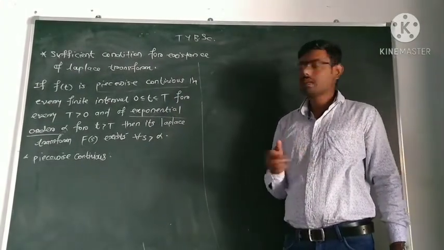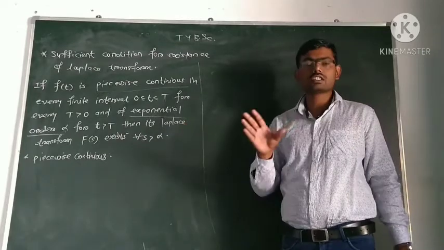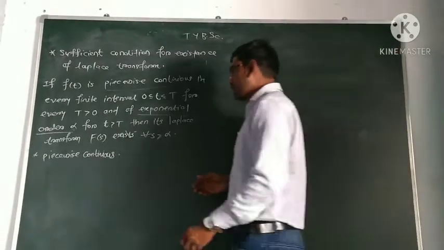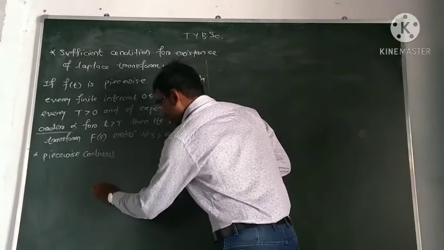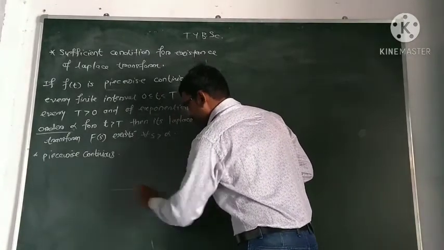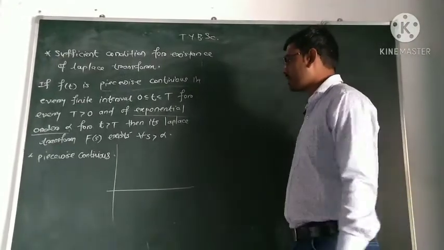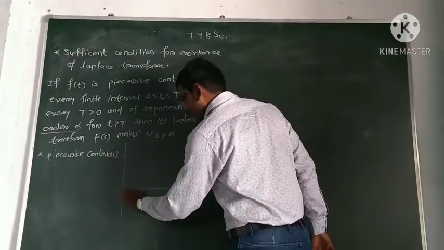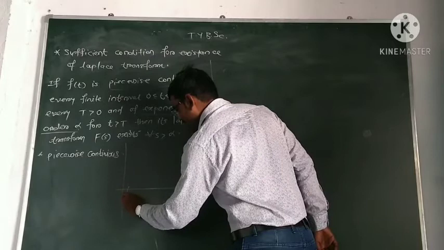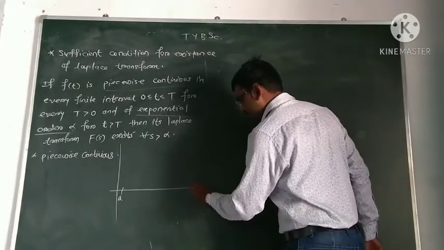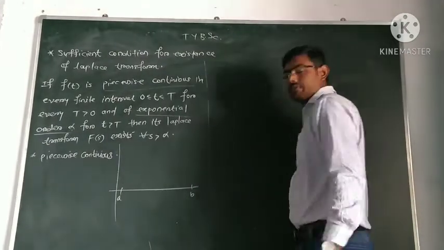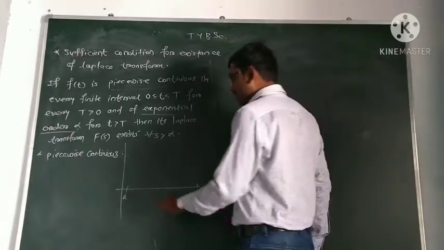I will try to explain these piecewise continuous functions graphically. Consider this graph of a function. Suppose this is our x-axis and this is the y-axis. So this is our interval from A to B. Now look at the function.